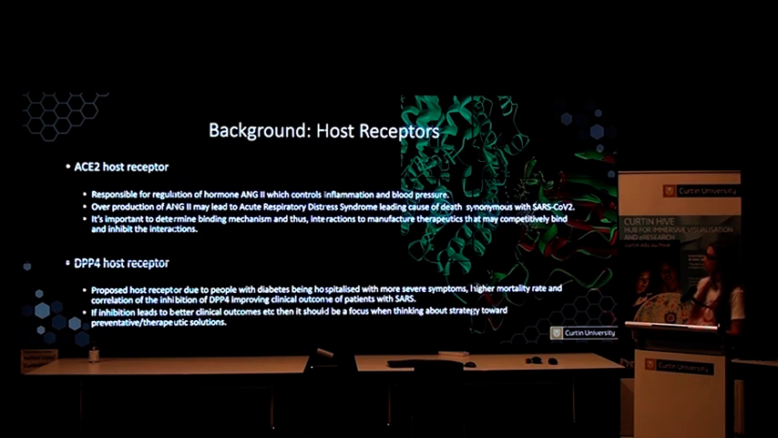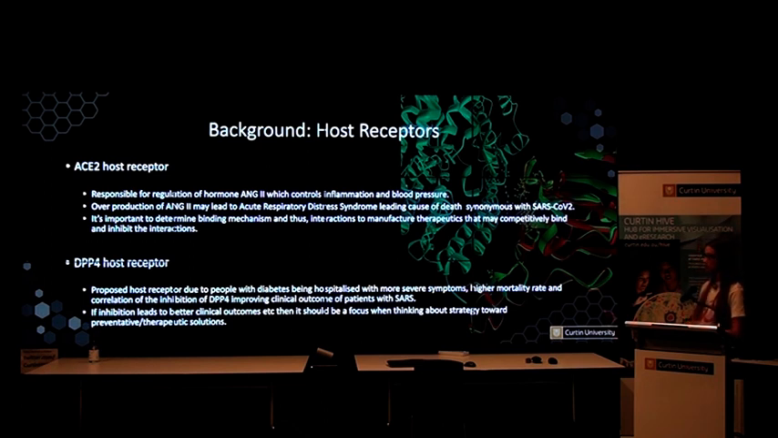We also have the host receptors, the ACE2 host receptor, which is responsible for regulating a hormone called ANG2. This controls inflammation and blood pressure, and an overproduction of ANG2 hormone can actually lead to acute respiratory distress syndrome, which is the leading cause of death synonymous with SARS-CoV-2. So it's obviously important to recognize and determine the binding mechanisms and thus the interactions to manufacture therapeutics that could competitively bind and inhibit the interactions that it has with its primary receptor.